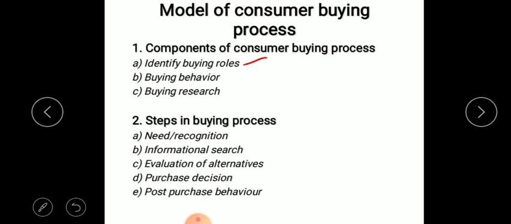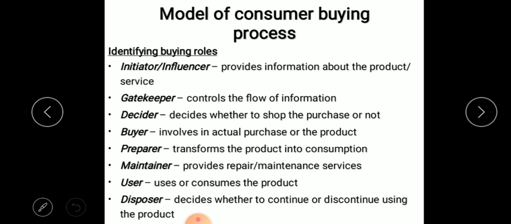If we see, there are three main components. First you need to identify the various buying roles. Then you need to understand the buying behavior of the consumers, that is consumer buying behavior, and do a buyer research. And also along with that, you should understand what is the buying process, that is the consumer buying process. So let us begin. First one, identifying buying roles.